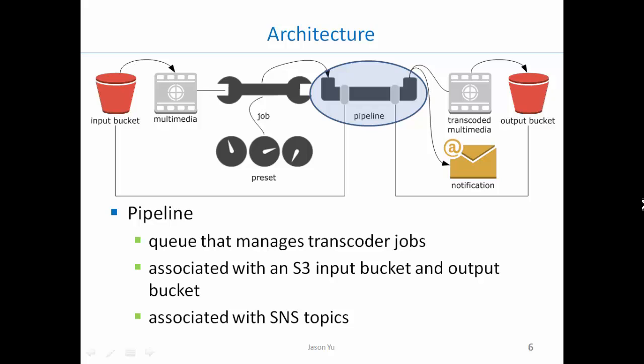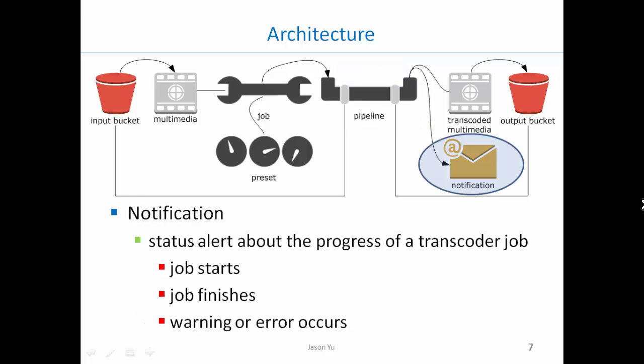A pipeline may also have SNS topics associated with it, where it sends status alerts about the progress of a job. A transcoder notification is a status alert regarding the progress of a transcoder job. These include when a job starts, when a job finishes, when a warning condition occurs, and when an error occurs.